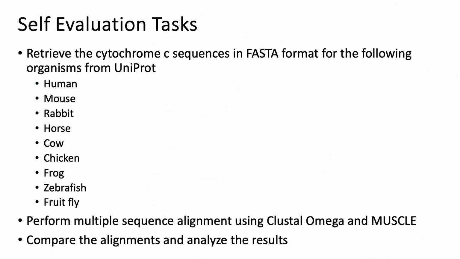Now let's move on to a self-evaluation task. Based on the learning from the multiple sequence alignment exercise, perform a self-evaluation by conducting an in-depth analysis of the alignment results using a different set of sequences. So you have to retrieve the cytochrome C sequence in FASTA format for the following organisms from UniProt: human, mouse, rabbit, horse, cow, chicken, frog, zebrafish, and fruit fly. So you have to perform multiple sequence alignment using Clustal Omega and MUSCLE, compare the alignments and analyze the results.